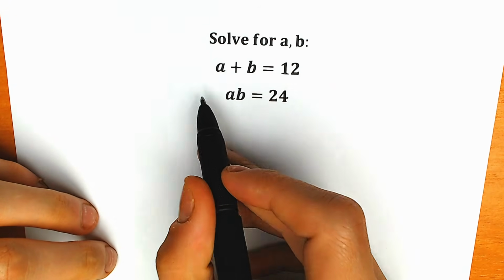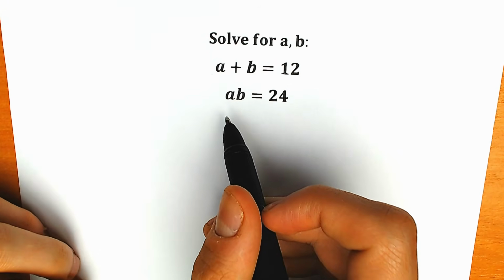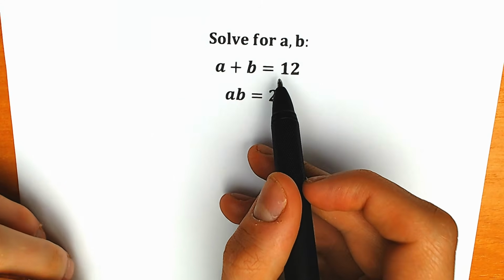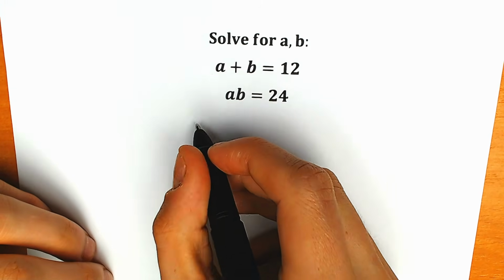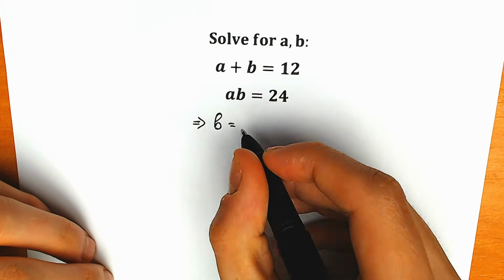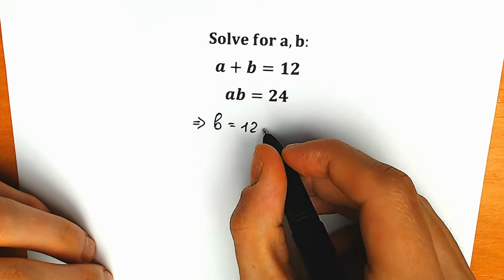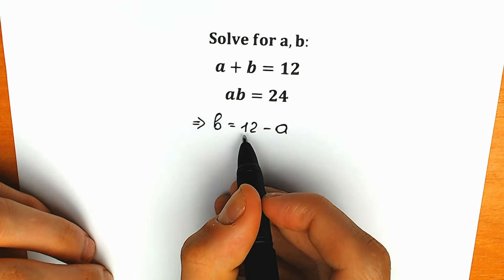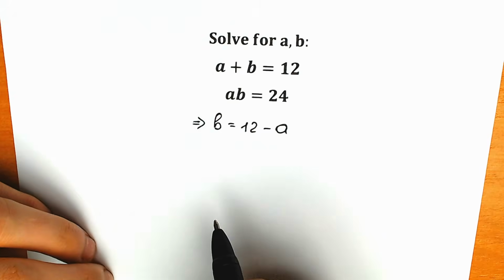Okay, so what is the main method? How can we solve this type of question? First of all, let's express b from the first equation, or you can also express a, it doesn't matter. I'm going to express b. So b equals 12 minus a. And right now, I'm going to plug in this 12 minus a instead of b into the second equation.